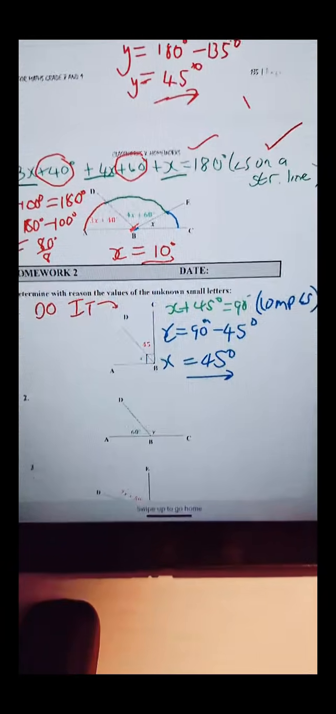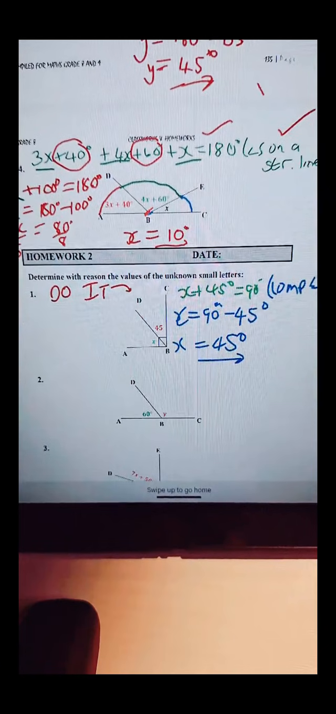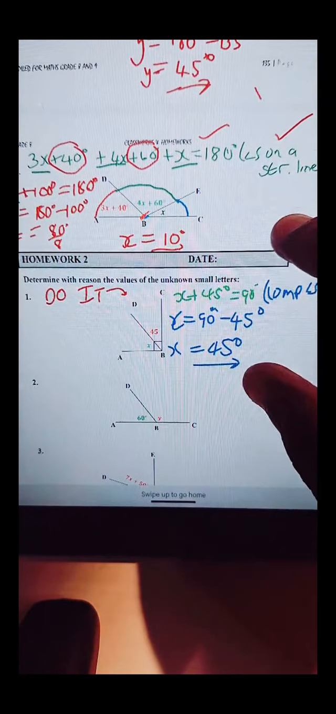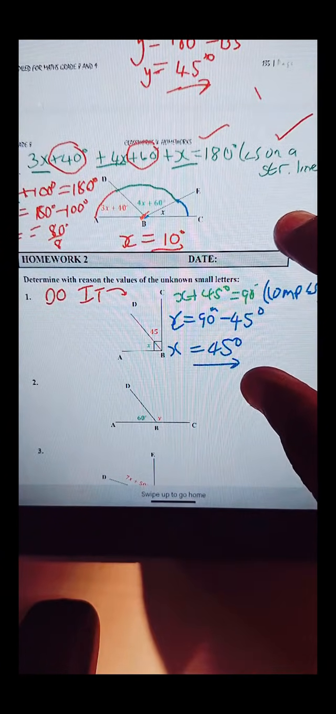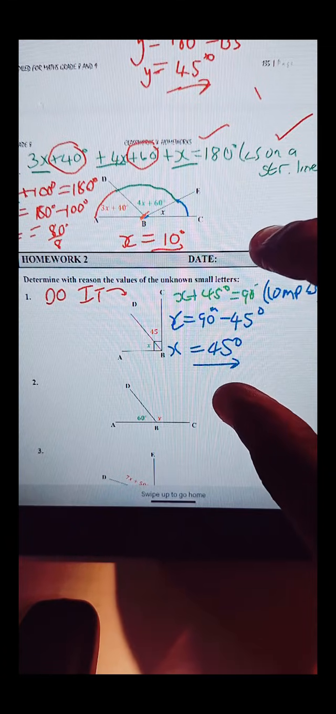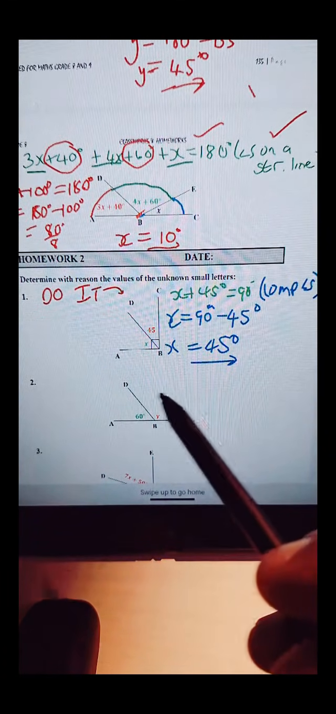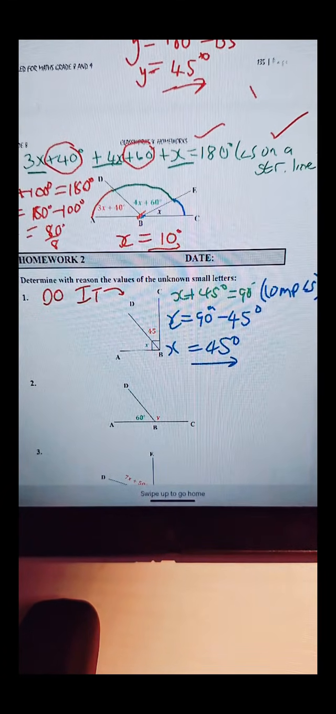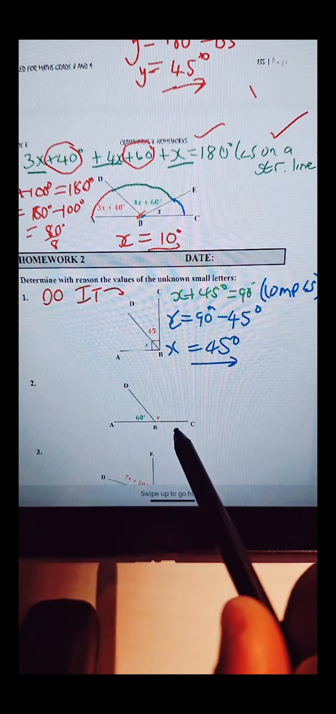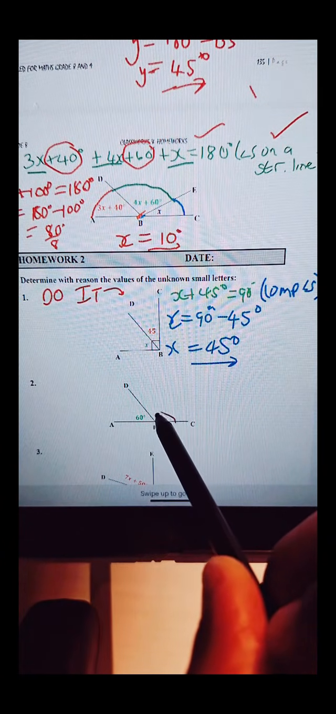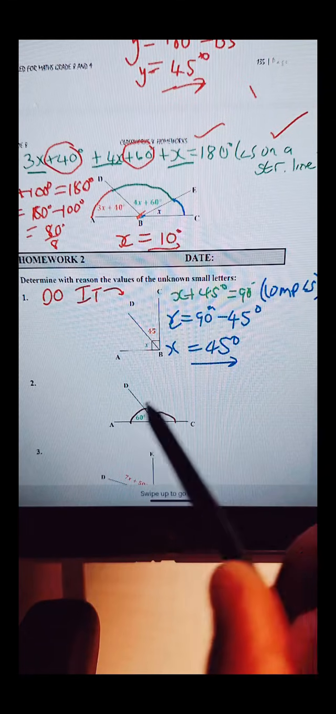Let's look at number 2. Grade 8. How would we do number 2? Determine with reason the values of the unknown small letter. So we have y, we have 60 degrees, and we want the value of y. So what's the relationship that exists between the angles? What's the statement that we would write? Seeing the relationship that we have, this angle and that angle.